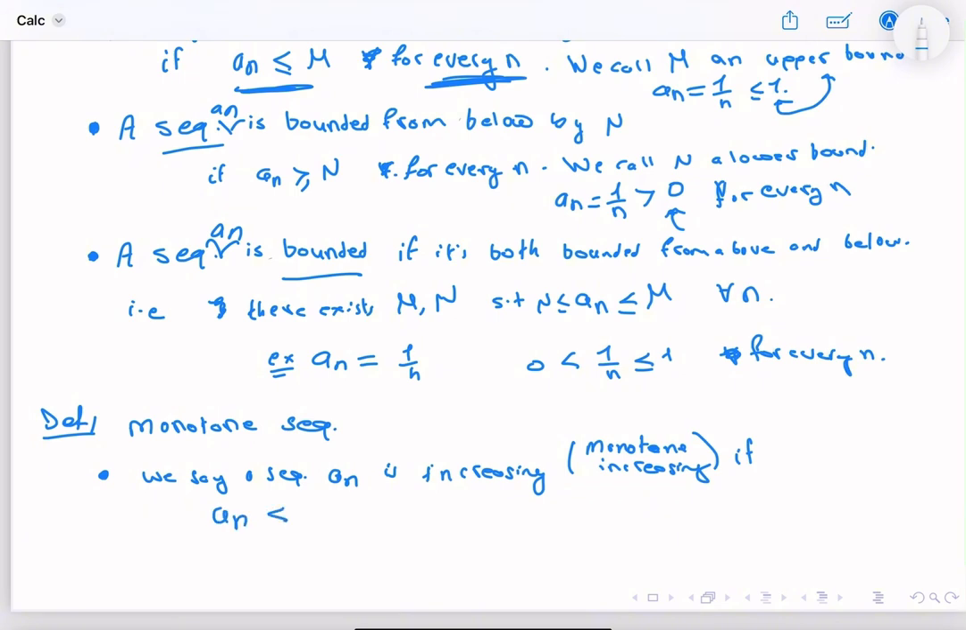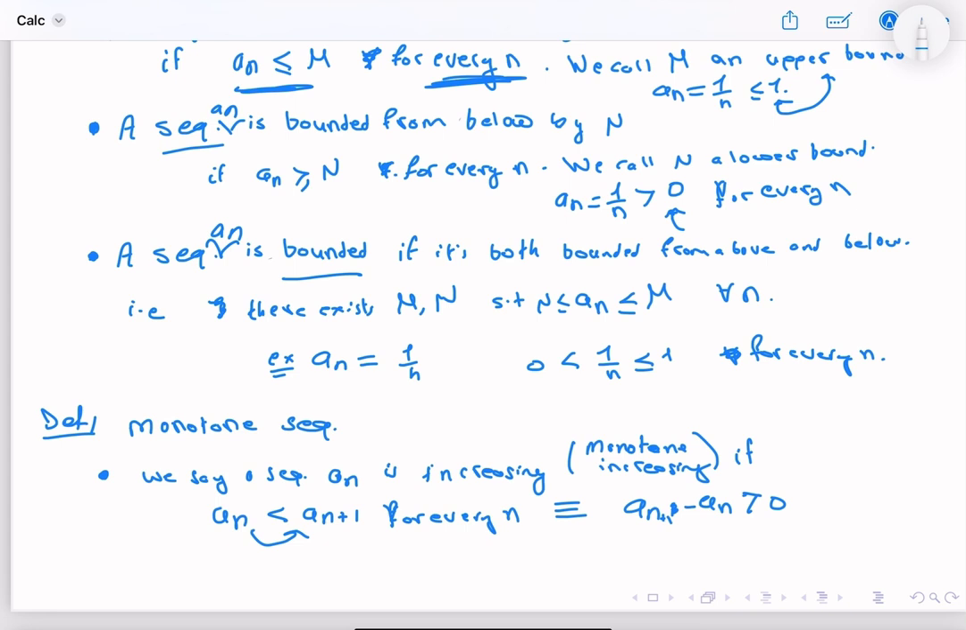If an is less than an plus 1 for every n. And as you see, this is equivalent to saying that the difference of an plus 1 and an, if you subtract an from an plus 1, you want this to be positive, because if you bring this to the other side, this is equivalent to requiring that an plus 1 minus an is positive.